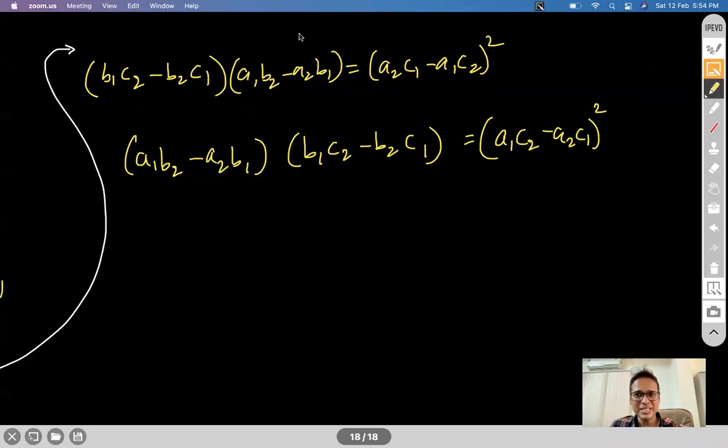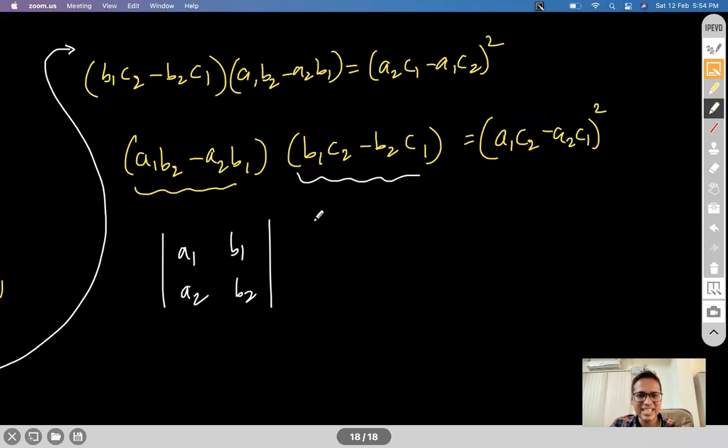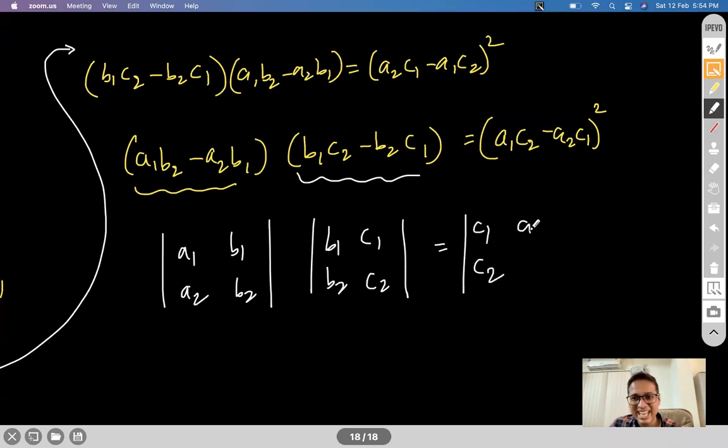Okay, now I'll be using my determinant idea over here. Look at this term. Can I write it as determinant A1, A2, B1, B2? Correct me if I'm wrong. Right? Look at this term. Can you write it as B1, B2, C1, C2? Correct? Look at this term. Can you write it as C1, C2, A1, A2, the whole square? Right? By the way, squaring doesn't make a difference. You're still getting the same expression.